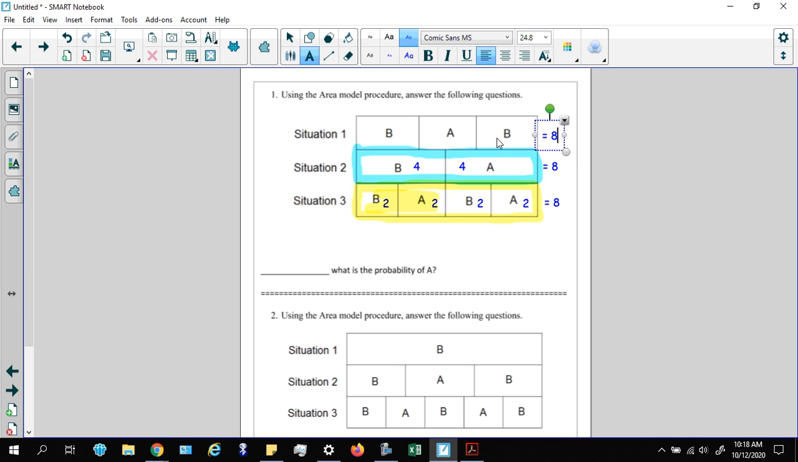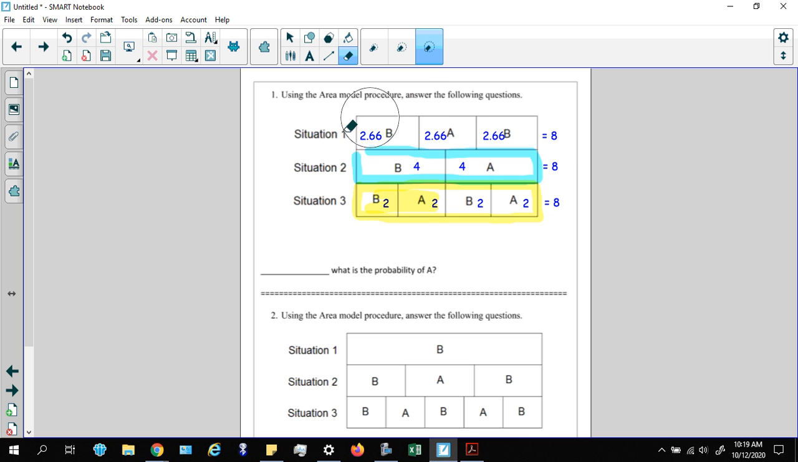This top row has been divided into 3 sections. So our numbers are going to be a little funky, because we have to divide 8 by 3. 8 divided by 3 ends up being 2.67, or really, I guess we can say 2.66. So there are all of our areas: 2.66, 2.66, 2.66.